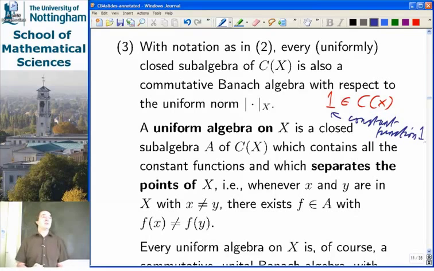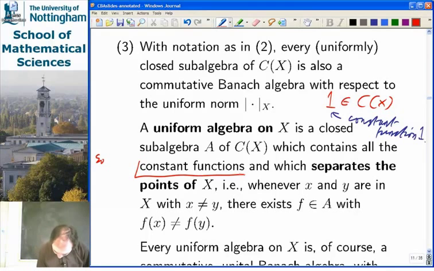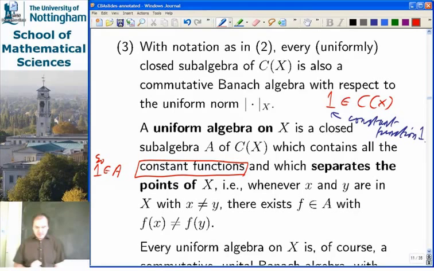So the function that's constantly 1 is the identity element of c of x. If you multiply 1 by anything, it's still the same function. So to say that you can have all the constants in, well, since you're a vector space, that means you need to have 1 in. So you need the constant function 1 in A, and then because it's a subalgebra, that also makes it a vector subspace. That's part of the definition of being a subalgebra. And so then all the constant functions will be in.